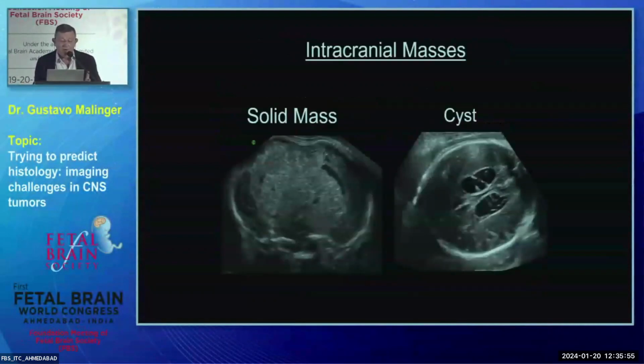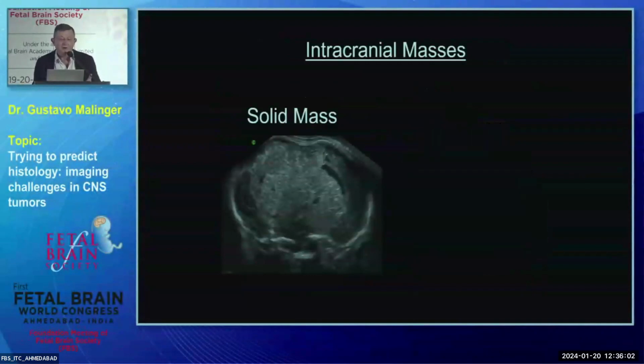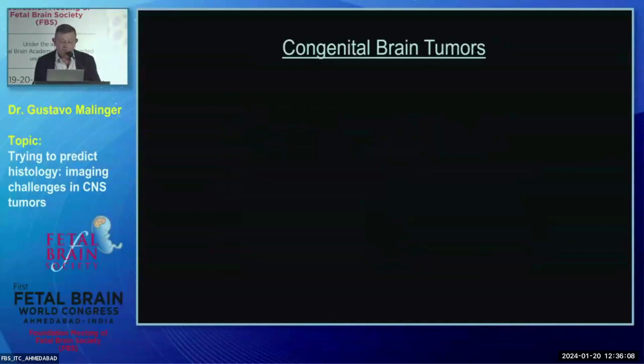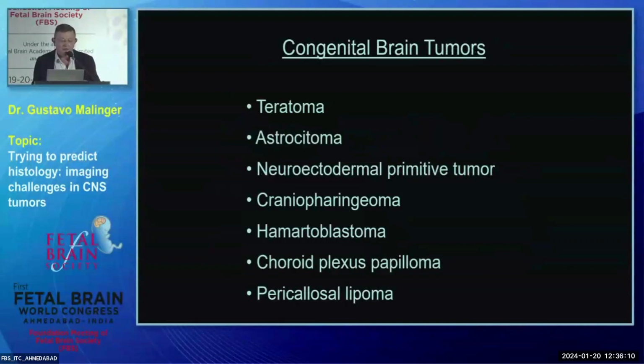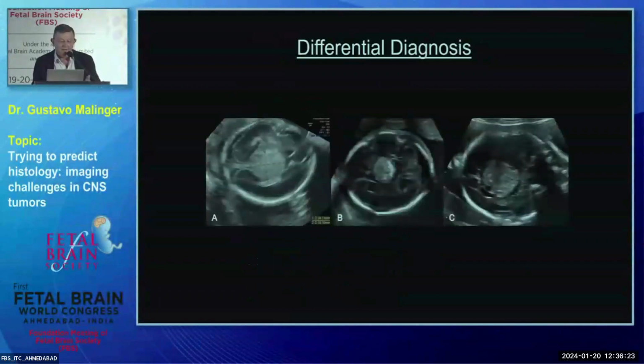Now we go for tumors. Tumors are quite boring because you do the ultrasound and you know that there is a tumor and you know that the prognosis is bad and there is not much to do. Now, the list of congenital brain tumors is quite large. Most of the congenital brain tumors, although they are congenital, are not diagnosed during pregnancy. They develop later on. And the differential diagnosis.